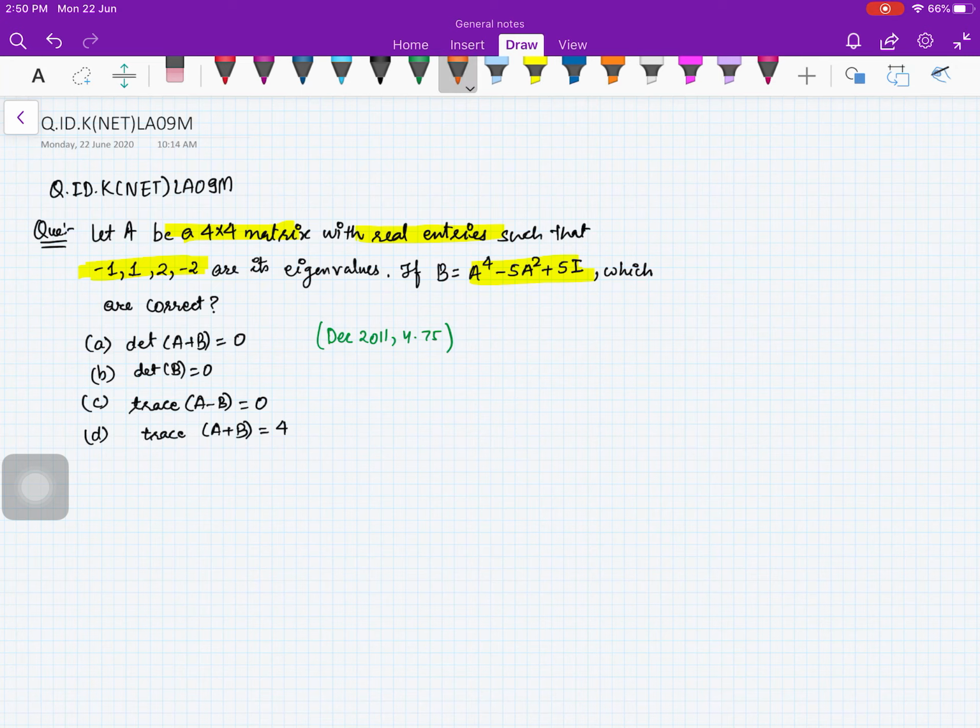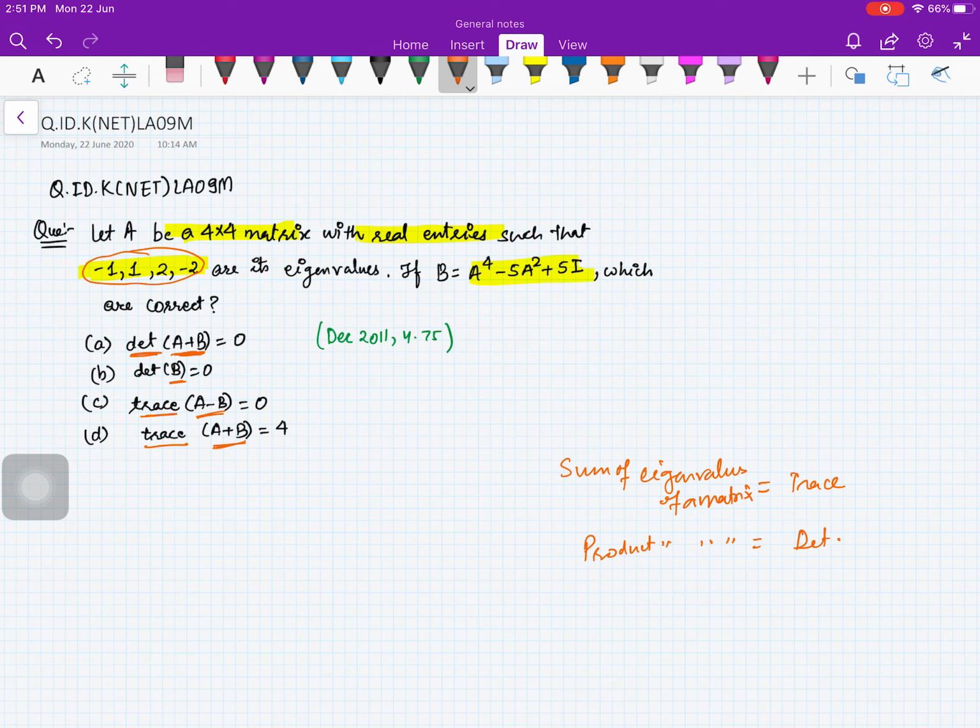The first thing is you need to compute the determinant of A plus B. Now, given are the eigenvalues, and something is asked about the determinant and trace. So you should know the relation between determinant, trace and eigenvalues. The sum of eigenvalues of a matrix is equal to the trace of the matrix, and the product of eigenvalues of the matrix is equal to the determinant. Here we are talking about A plus B and A minus B, so you should know the eigenvalues of B also.